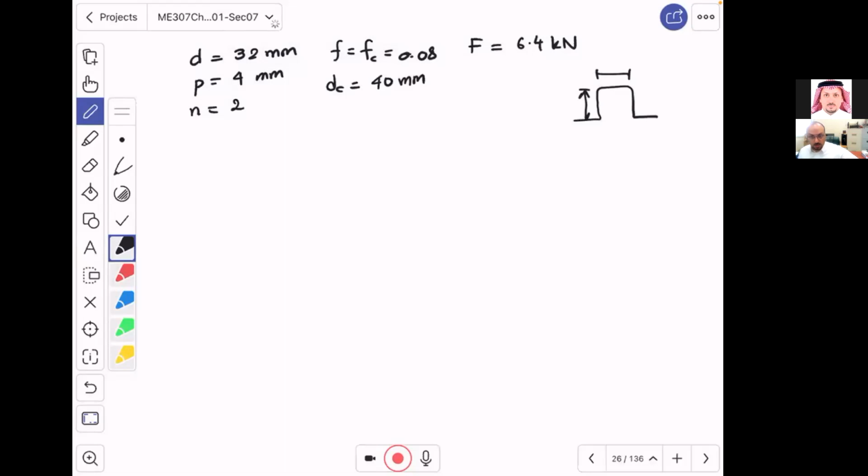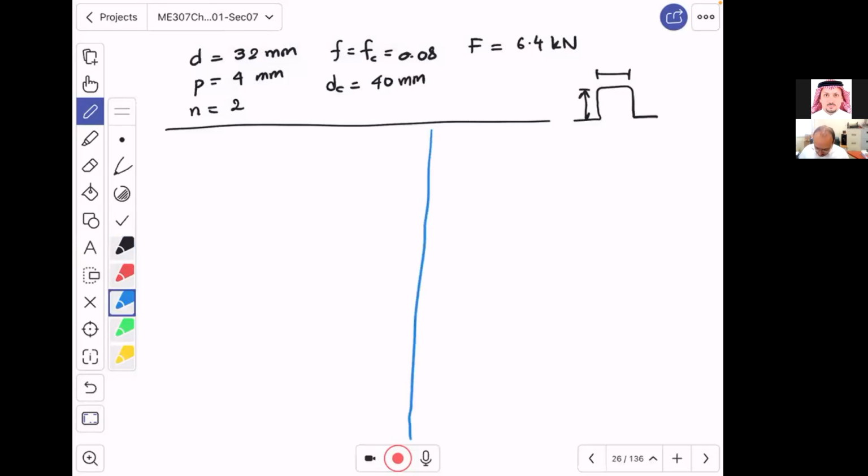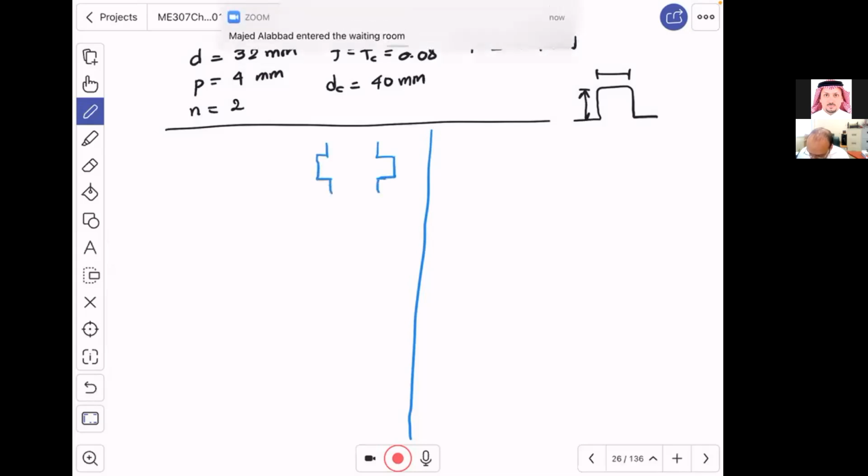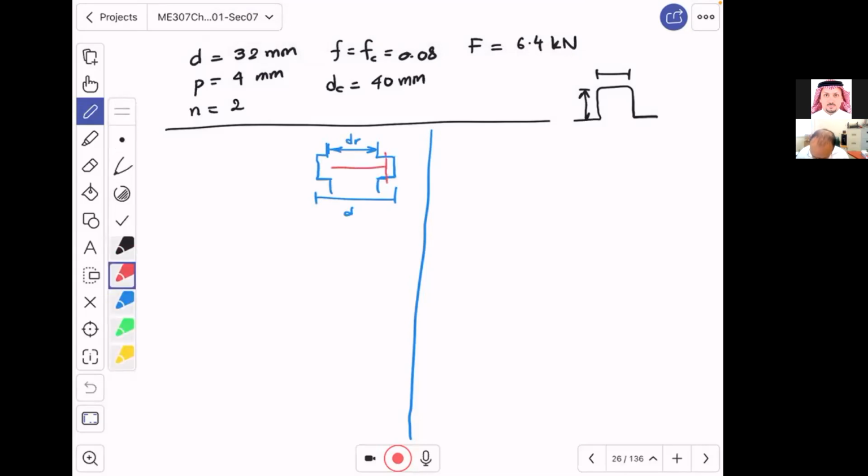So let me just start one by one. The mean diameter. Maybe I should now switch to a different color just to feel that this is the answer. The mean diameter, as we illustrated previously, is the diameter which is the average between the major diameter and the root diameter. Now, this is dr, this is d, and the mean diameter is in between, right here. This is the mean diameter, dm.